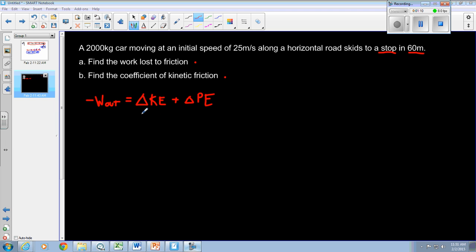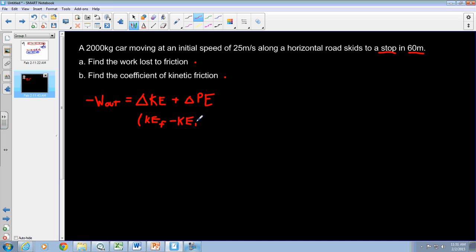Or, we can expand the equation first to have our kinetic energy final minus kinetic energy initial. And backing up, what should we do with potential energy? Well, if this thing is moving on a horizontal road and it skids to a stop on the same horizontal road, we don't have any potential energy. So potential energy starts at 0 and ends at 0, so we can essentially get rid of it.